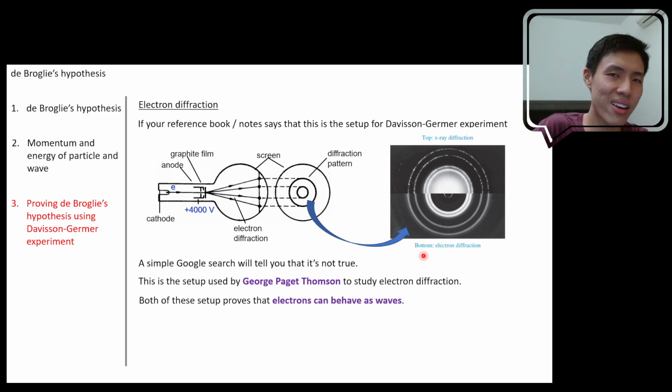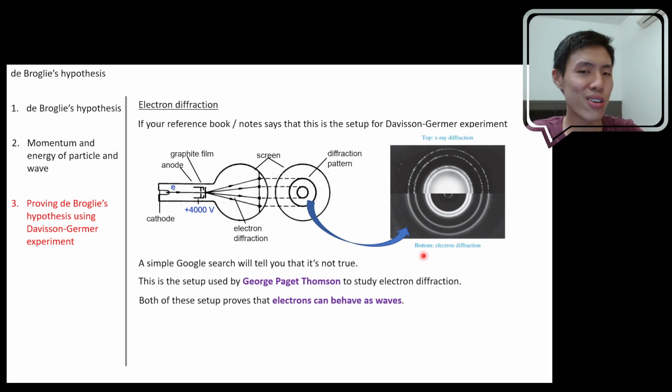It's not correct, but it's not correct in a harmless way, because this particular setup also studied the same thing. It is also used to study electron diffraction, same as the setup that we have been discussing all this while. The Davisson-Germer setup and this George Paget Thomson setup are both studying electron diffraction. If you are referring specifically to the Davisson-Germer experiment, it should be the setup that we have been discussing just now. This particular setup is George Paget Thomson's setup, but it's explaining the same thing.